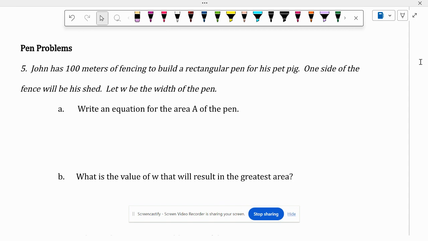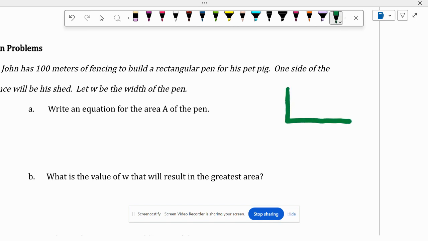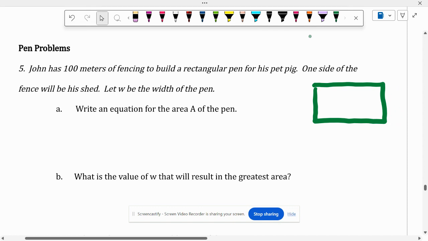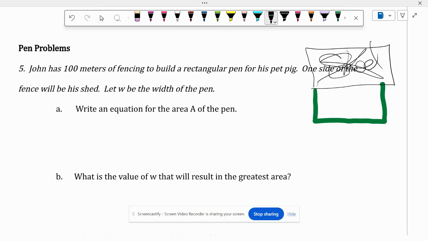So John has 100 meters of fencing to build a rectangular pen for his pet pig. So the first thing that I'm going to do is draw a rectangular pen for my pet pig. But it says that one side of the fence is going to be his shed. So actually, the fence is going to butt right up against the shed. This is my shed. Okay. So how many sides is the fence going to cover? It's just going to cover 3 sides. One side is a length and one side is a width.